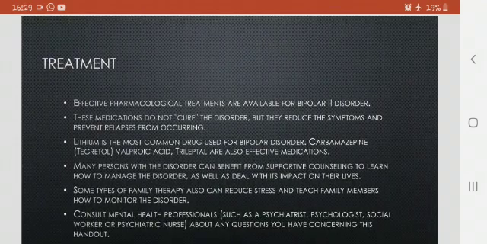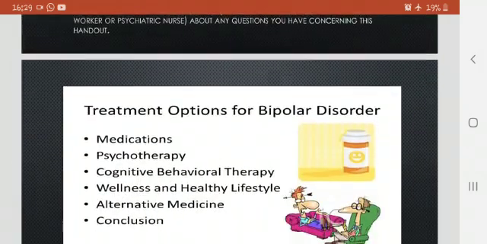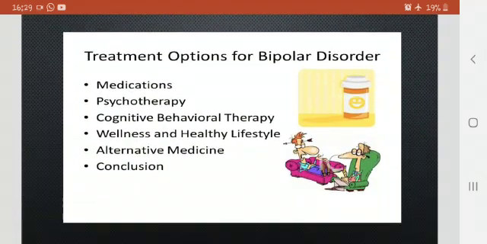Many persons with the disorder can benefit from supportive counseling to learn how to manage the disorder as well as deal with its impact on their lives. Some types of family therapy also can reduce stress and teach family members how to monitor the disorder. Consult mental health professionals such as a psychiatrist, psychologist, social worker, or psychiatric nurse about any questions you have.